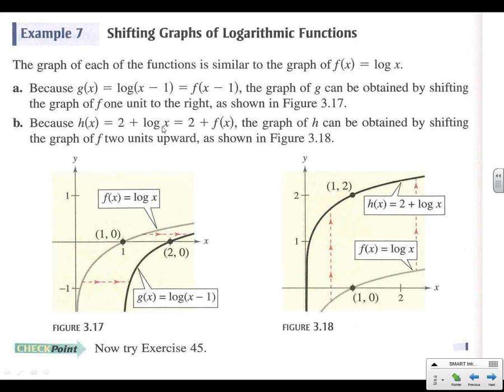Okay? Same logic going on here about 2 plus log x. We used to hit at 1, 0. Now we're just going to be shifted up by 2. We're going to hit at 1, 2. We're still going to have the same asymptote. We're not shifted sideways at all. So still same up and down. All right, so shifting works the exact same way as all the shifting we've done up to this point.